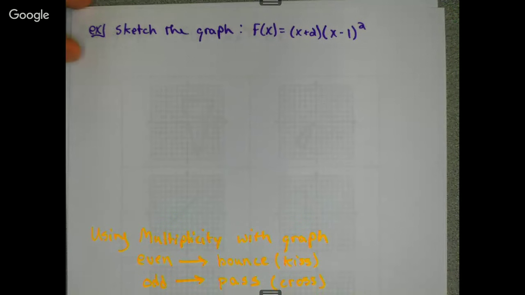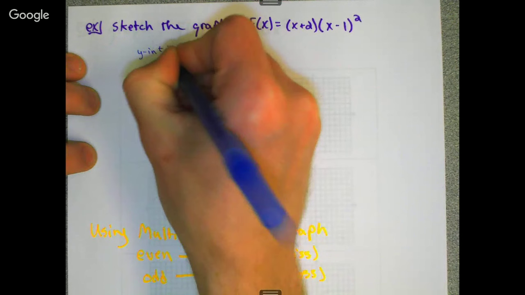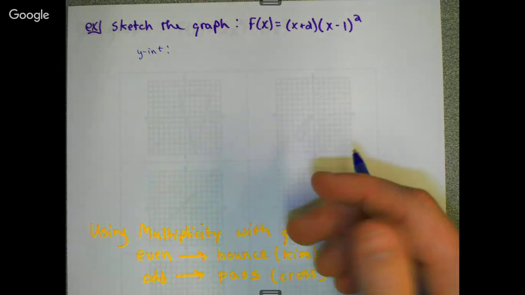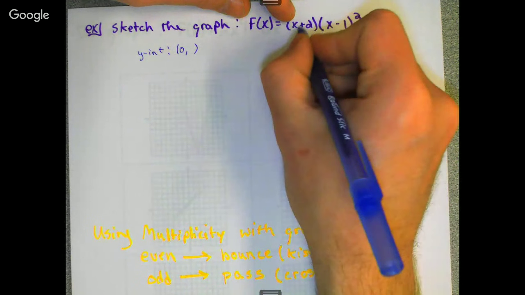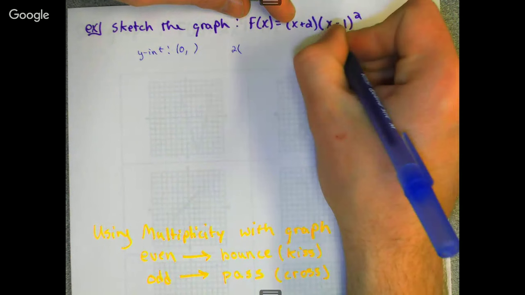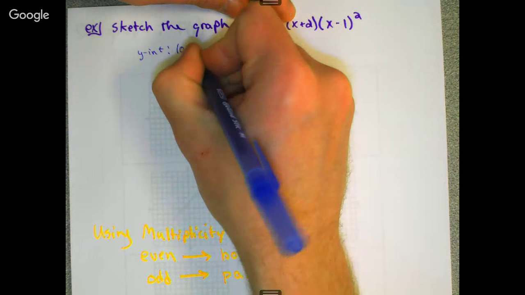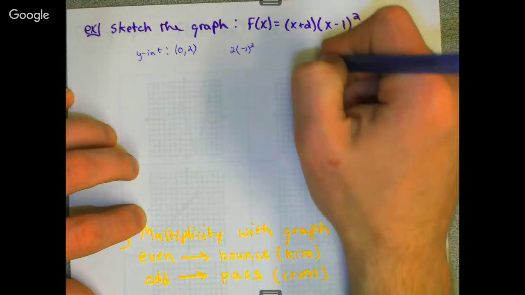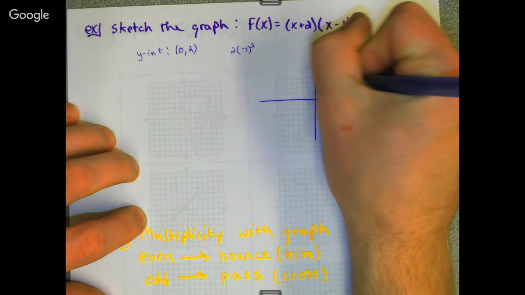Okay. Sketch the graph of x plus 2 times the quantity x minus 1 squared. Let's review some of the steps we did the other day. So we want to find the y-intercept. That is when x is 0. So I've got 0 comma what? If x is 0, then I get 2, and minus 1 squared is 1, times 2 is 2. So if I start my graph over here, I have a point at 0, 2.